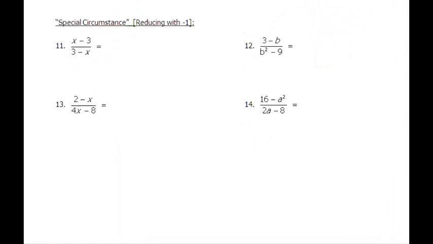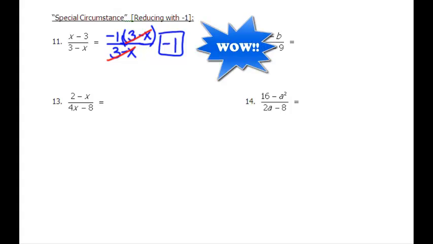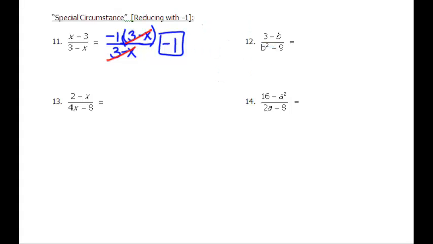Now let's take a look at the special circumstance. This is really important because it helps you to reduce where it looks like you might not be able to. In other words, I can factor out a -1, in this case from the numerator or the denominator, whichever I choose, and that is going to allow me to flip the x minus 3 to a 3 minus x. Therefore, I can cancel these, and my final answer here is just going to be -1. Kind of snazzy, huh?